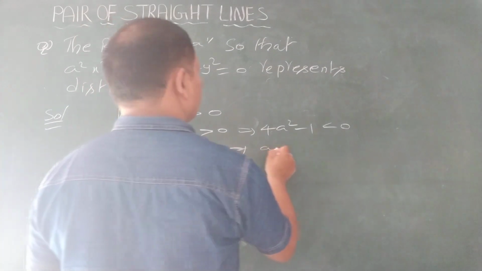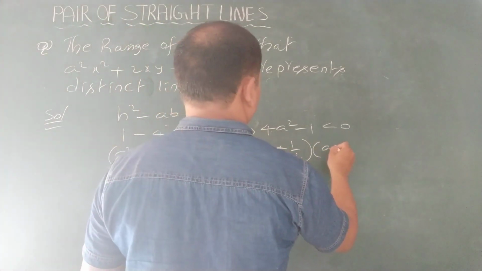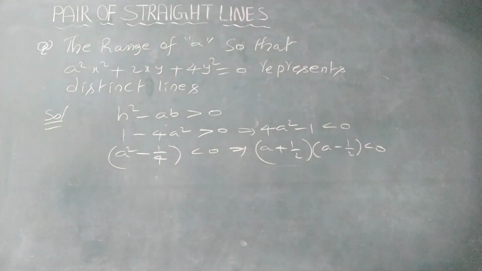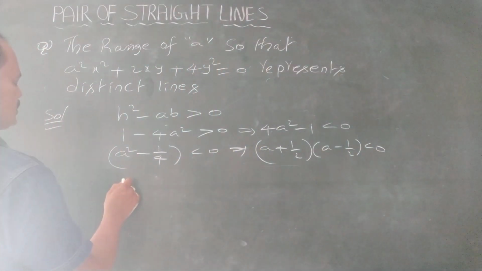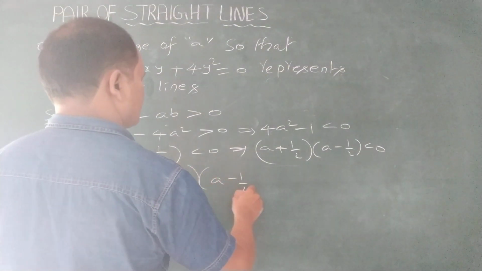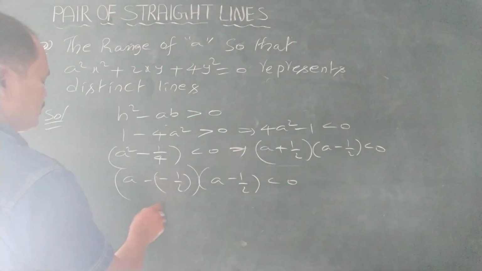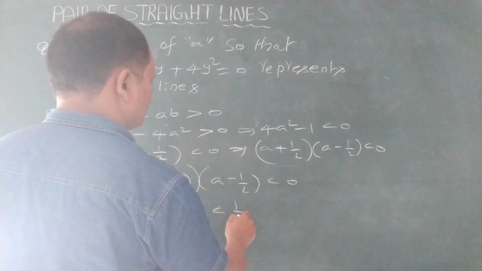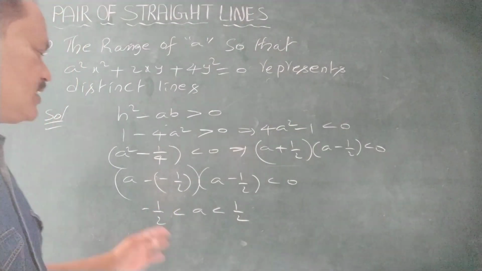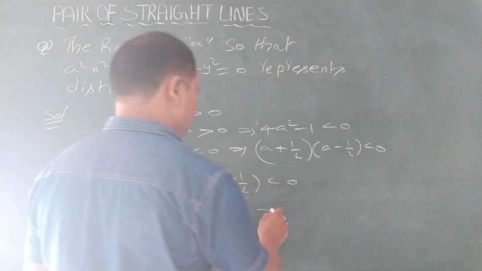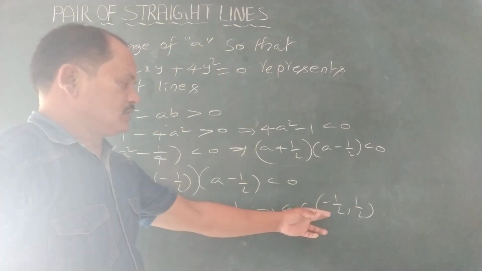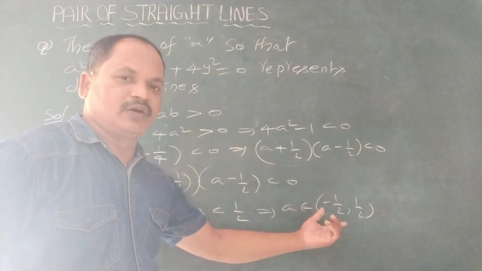This can be written as a plus 1 by 2 into a minus 1 by 2 less than 0. Are you clear? Now from this it can be written as a minus of minus 1 by 2 into a minus 1 by 2 less than 0. That's why minus 1 by 2 less than a less than 1 by 2. Are you clear? If x minus alpha into x minus beta is less than 0, then the value of x lies within alpha and beta. That means here a belongs to open interval minus 1 by 2 to 1 by 2. So this form is also correct.